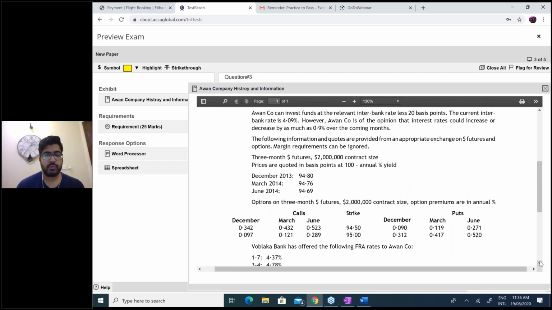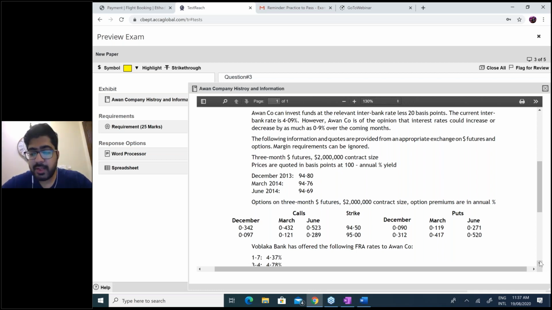So 3-month futures are provided. 2 million is the contract size. Prices are quoted at 100 minus yield. December 2013 futures are 94.8, March 2014 futures are 94.76, and June 14 futures are 94.69.